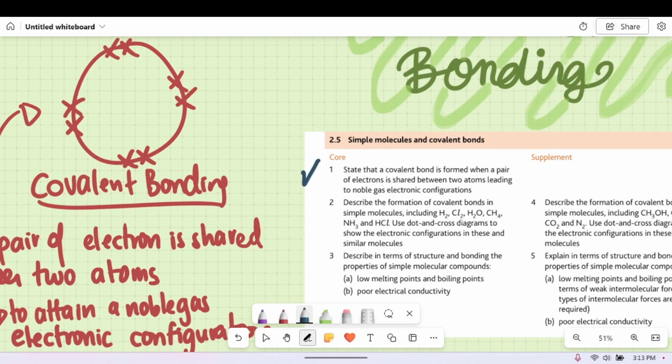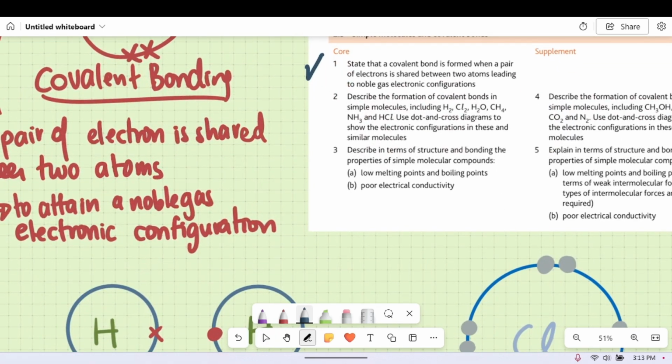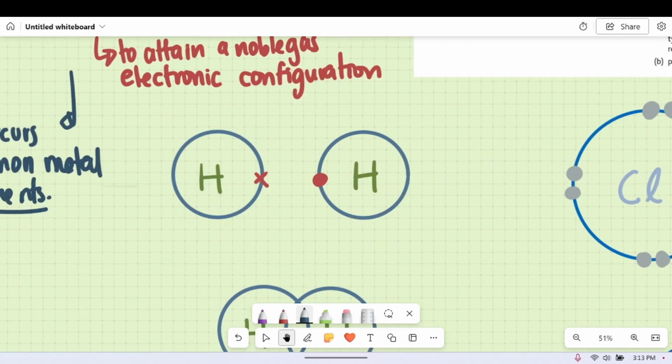Second point, you need to be able to describe formation of covalent bonds using dot and cross diagrams. Now, if you don't like dot and cross diagrams, some people actually get tired of these diagrams, but they come up so often in your exams, you need to know them. Okay, if you understand the basics of it, then it will come off very quick off the top of your head. So let's get into this real quick.